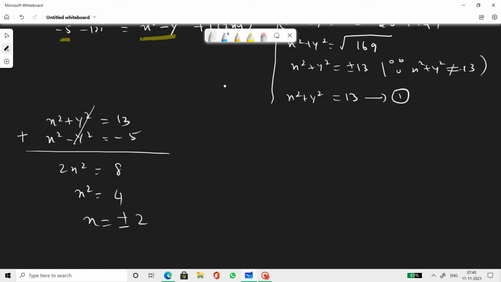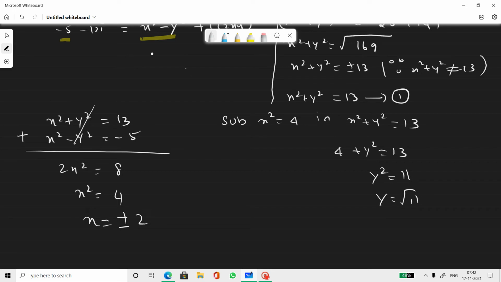Now substitute the x square value in one of the equations. Substituting x square equals 4 in x square plus y square equals 13, I get 4 plus y square equals 13, y square equals 11. So y will be root over 11. Oh, y square, so it's not 11, it's 9 here. So we get y square equals 9, y equals plus or minus 3.